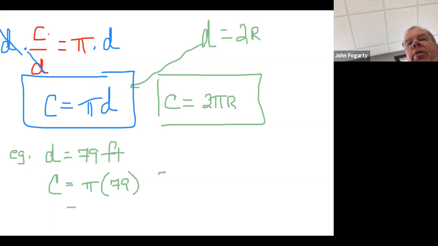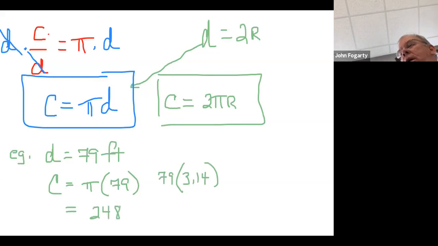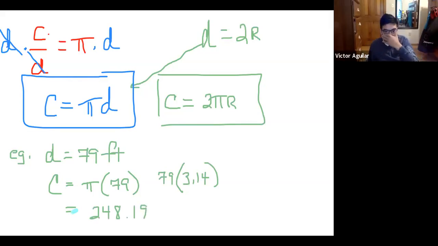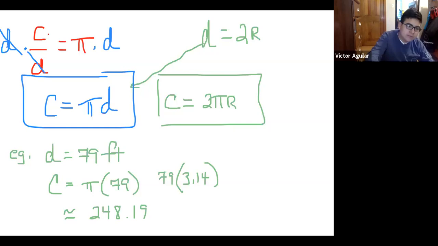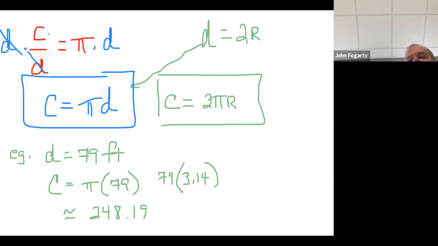I take out my calculator. I can go 79 times 3.14. What do you get when you do 79 times 3.14? You should get about 248.119. Does that make sense? So there you have it. That's really not that hard to do.